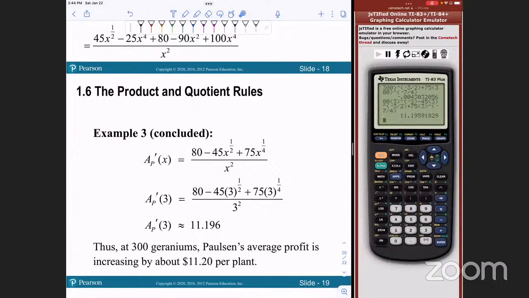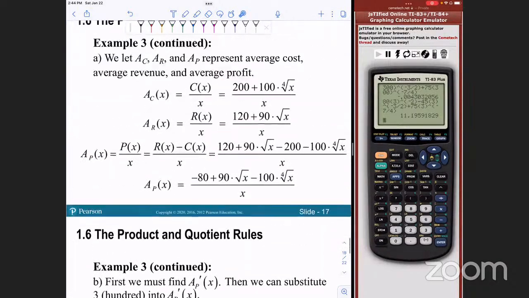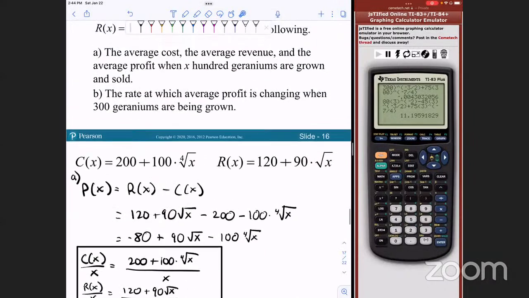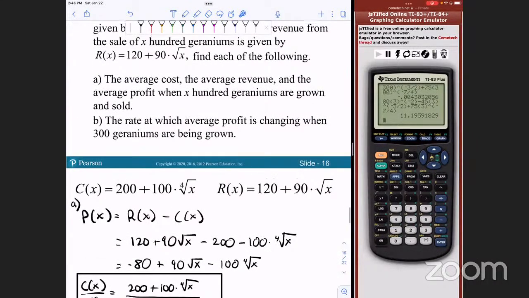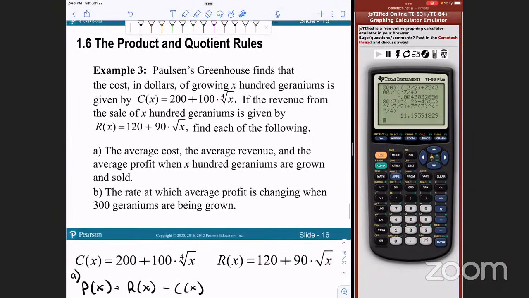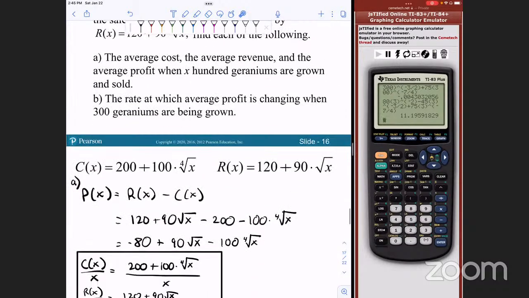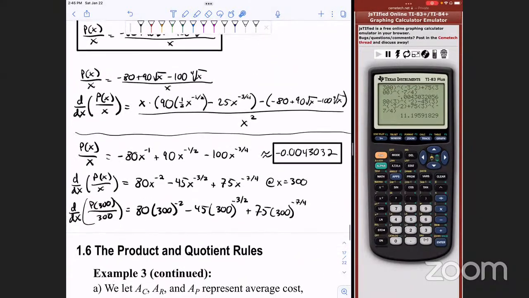Paulson's average profit is increasing by about $11.20 per plant. So the only question I'm stuck at is, why 3 instead of 300? Just the geraniums. Okay, I get it now. Because this function was built in terms of X being in hundreds of geraniums. So how many hundreds do you have? You have 3 hundreds, right? So when I put 300 in there, that was saying 300 hundreds. That's why it was throwing things off.